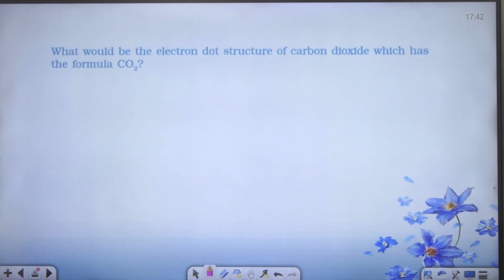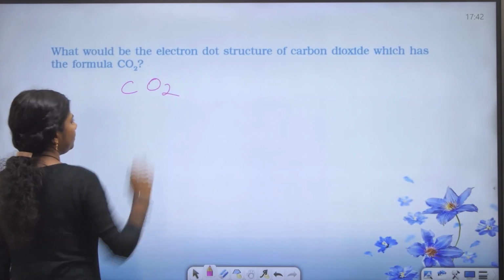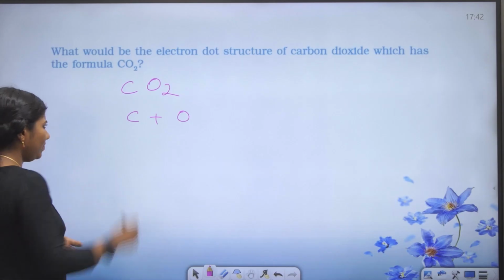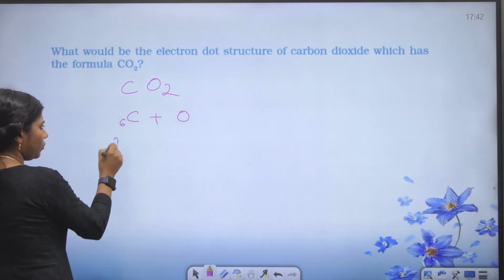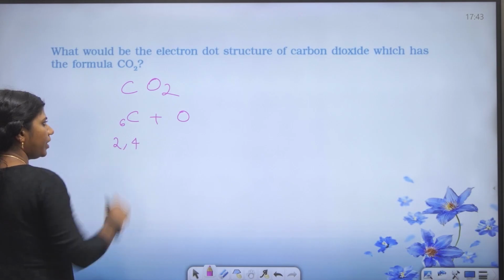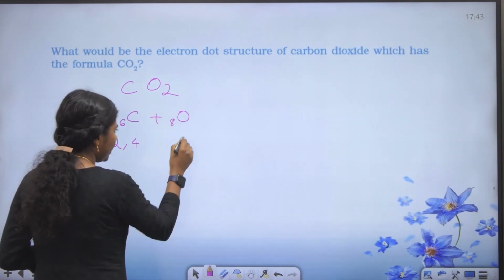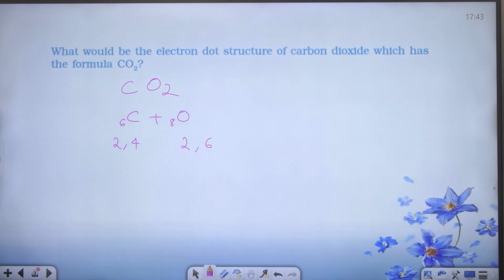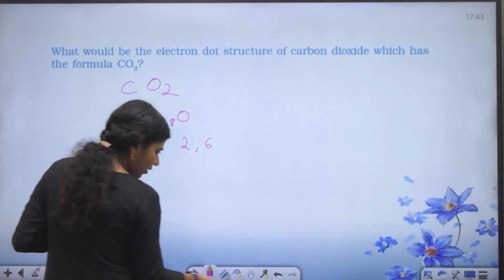Do this problem. What would be the electron dot structure of carbon dioxide, which has the formula CO2? Carbon and oxygen combine to form CO2. The atomic number of carbon is 6, electronic configuration 2, 4, and the atomic number of oxygen is 8, electronic configuration 2, 6. A carbon atom requires 4 more electrons to complete its octet, and an oxygen atom requires 2 more electrons. We can draw the structure.